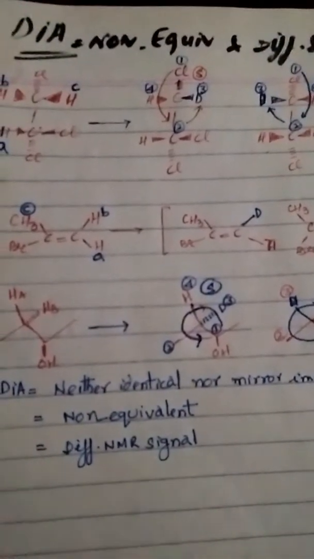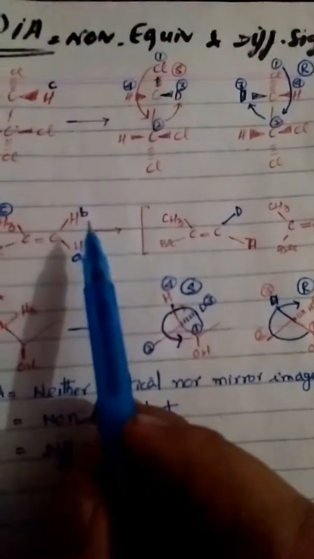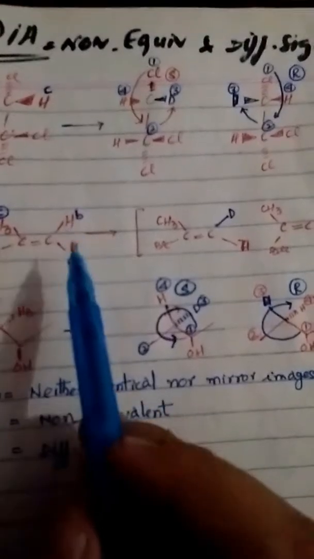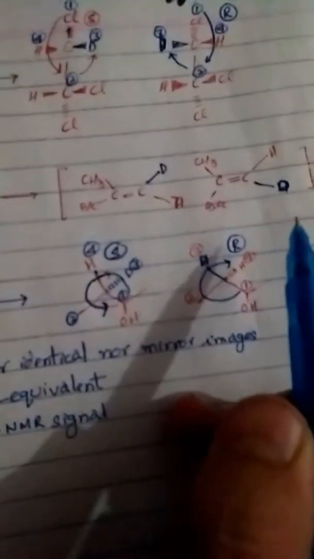Now another example which is much easier: I have taken here an alkene, in which I again marked 3 signals A, B and C. First I replace the one which is here, that's the B proton, by D, and in the second case I replace another proton, which is noted here, by D.